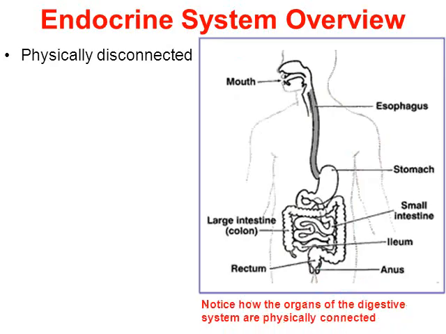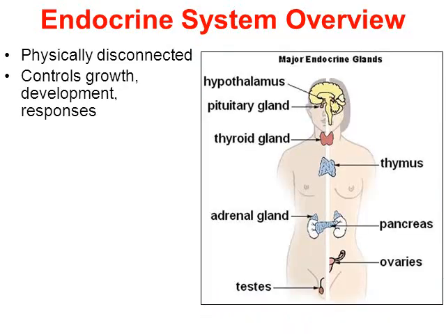It's not like the digestive system. Notice in this diagram, the digestive system, all the organs are connected to one another. The esophagus connected to the stomach connected to the small intestine connected to the large intestine. It's not like that. If we put back the diagram of the endocrine system, you can see that they're all just kind of physically disconnected.